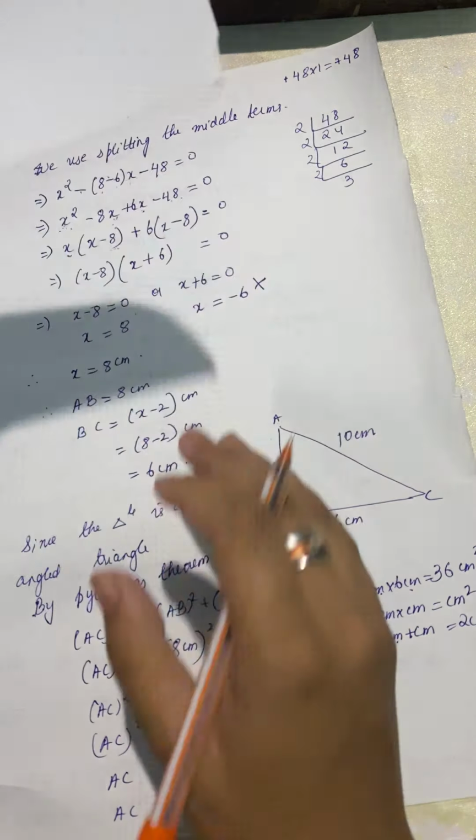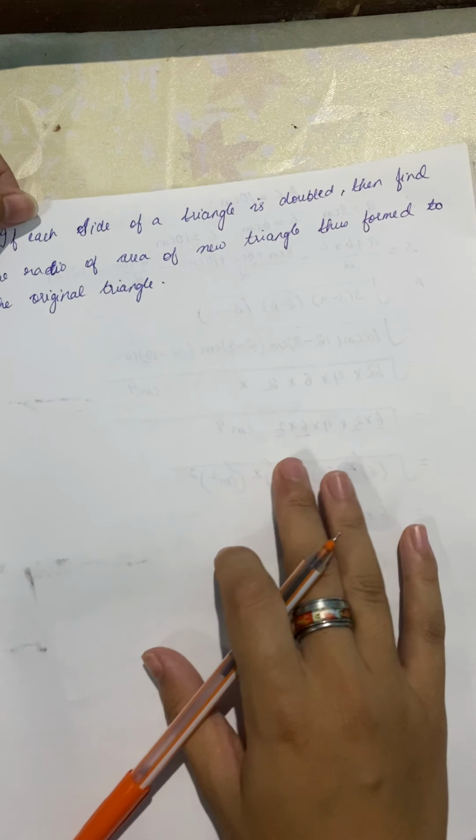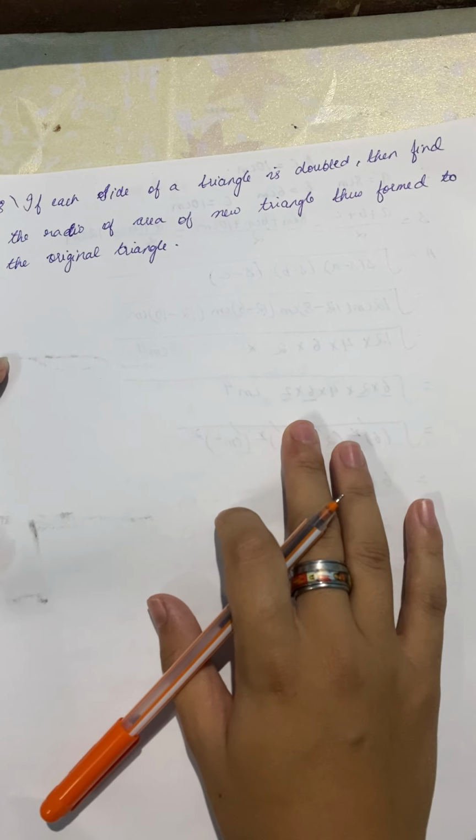Now the last question, question number 8. If each side of a triangle is doubled, then find the ratio of the area of the new triangle. I think for this question I'll make a new video. If not, the size of the file will be too large and it'll be difficult for me to upload. So question number 8, I'll be doing a separate video for that.